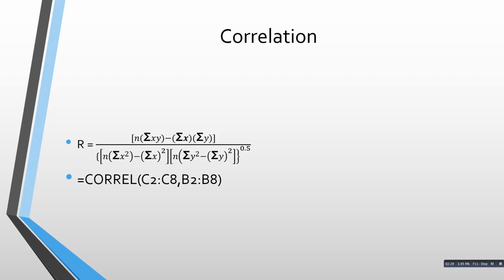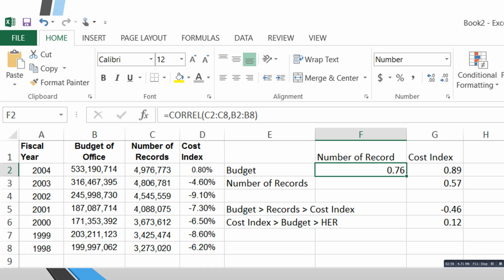So once you go into Excel, you can just put in equals CORREL for correlation, and then you put in the arrangement, and you put open parentheses C2:C8, comma, B2:B8, close parentheses. Basically, the first part before the comma is your X variable, and then your Y variable comes after the comma. You can select the cells directly from Excel, or you can type it in, whichever is easier for you.